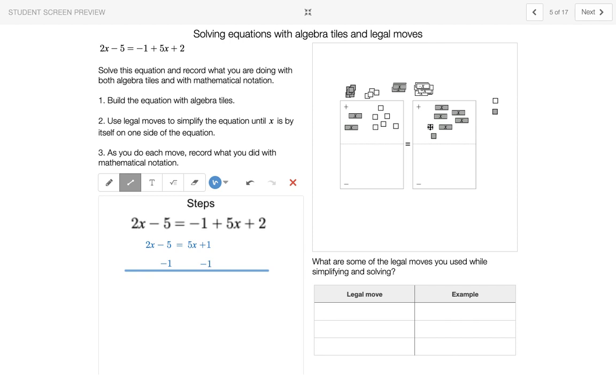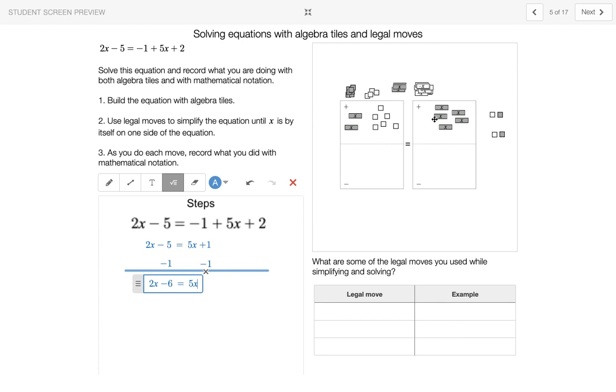Well, I go ahead and I can remove my zero pairs, like so. And then I just write down what I see. So I'm going to type this in. I see on the left 2x minus 6. And on the right, I see 5x. Okay, so let's move on to the next step.